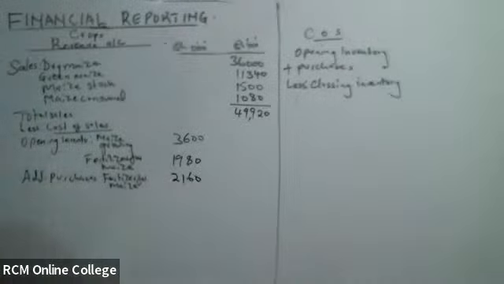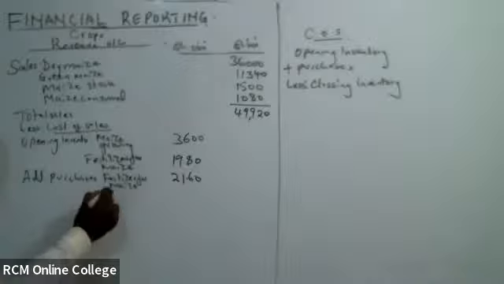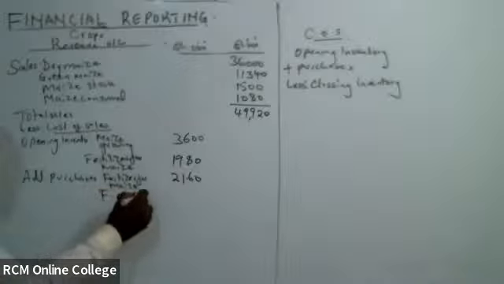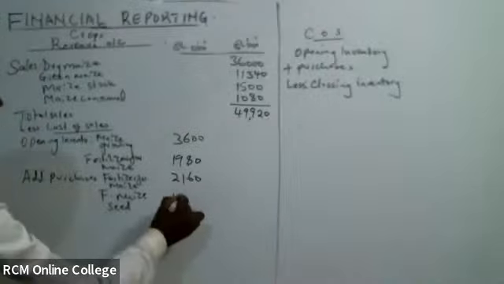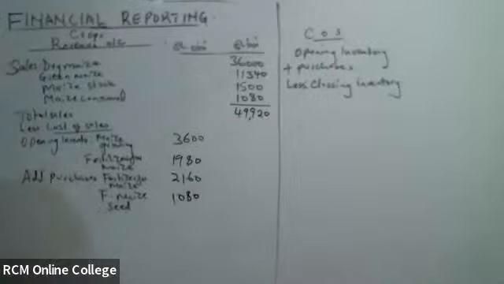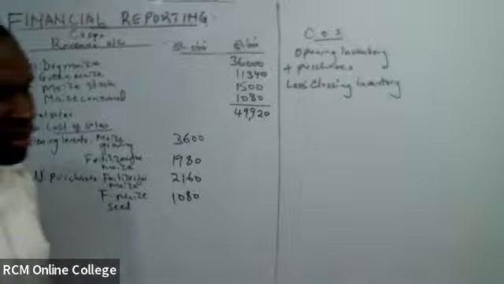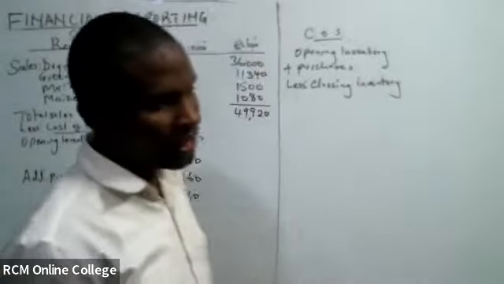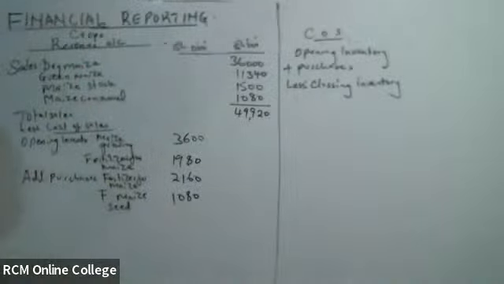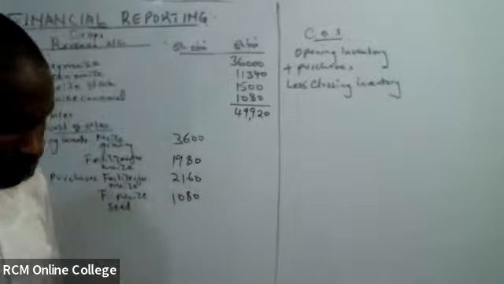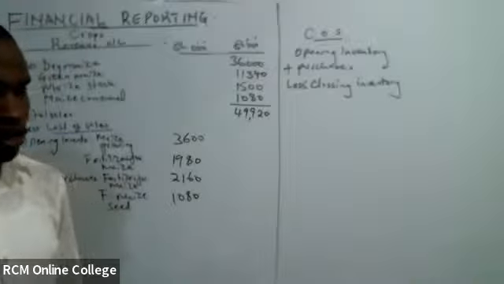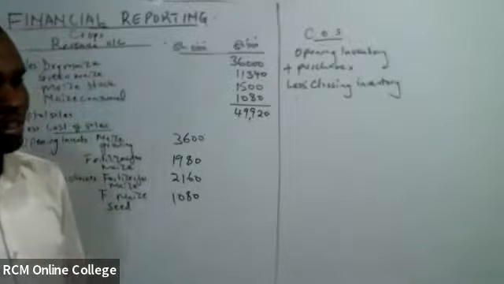Aya. Then tuko na fertilizer for maize seed. How much is that fertilizer for maize seed? 1080. I hope you're able to see that. Fertilizer for maize seed. Iko tu hapo under the purchase. Then any other purchase that we have.